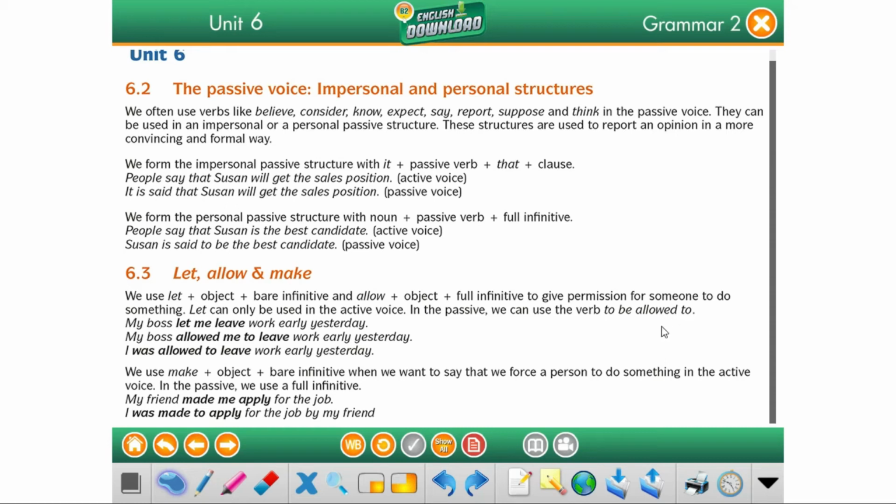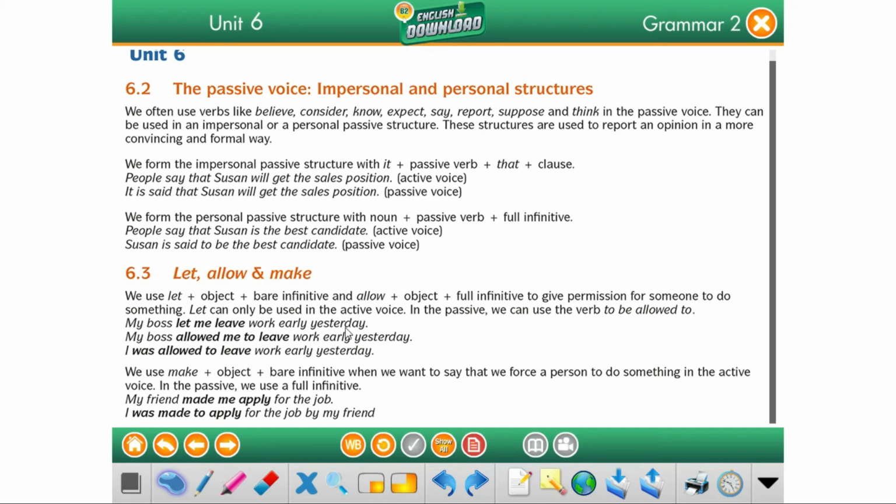Remember that we are still talking about the passive voice. So let, remember, let object and verb infinitive is in active. And allow can be used in passive voice, but when we do this, we use it like this, to be allowed to. Like this. My boss let me leave work early yesterday. These two sentences are active. My boss let me leave work early yesterday. My boss allowed me to leave work early yesterday.